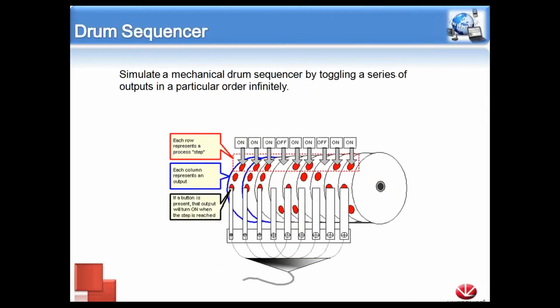So lastly, one little more meat to it. This is the drum sequencer. It simulates a mechanical drum sequence by toggling a series of outputs in a particular order infinitely. The easiest way to visualize it is perhaps a music box. We have this drum that's rotating with pegs, and every time a peg comes up, it hits the chime or the note. Same principle here. We can trigger an output or a bit.